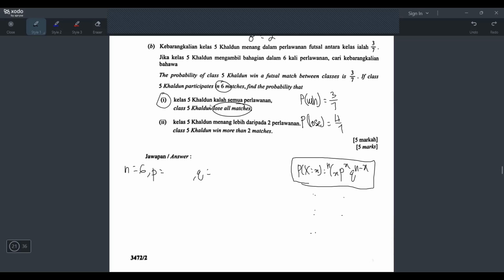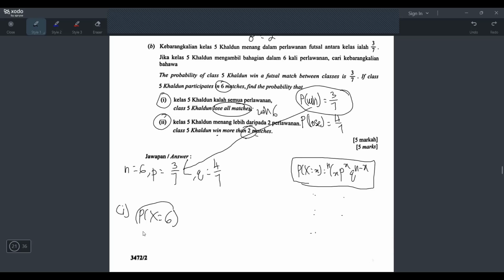Okay, for question number 1, they want to find the probability of losing all matches. But for question number 2, they want to find winning more than 2 matches. So actually, you can make win the probability of success, or you can make lose the probability of success, right? But if I'm the one doing this question, I will make the probability of win my P. It means I will make this 3 over 7, Q is 4 over 7. Okay? But if I make win the success, it means later when I do question number 1, I have to do P(X = 6). Because lose all matches, it means win 6. That's why I will do P(X = 6).